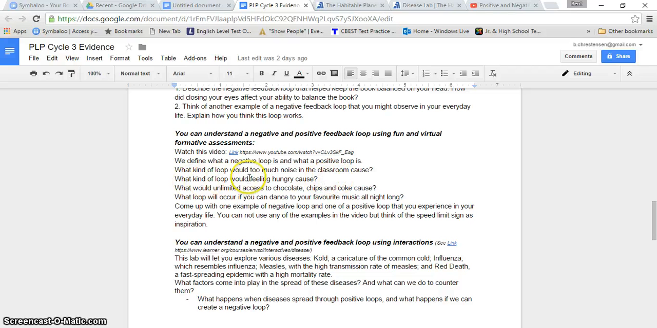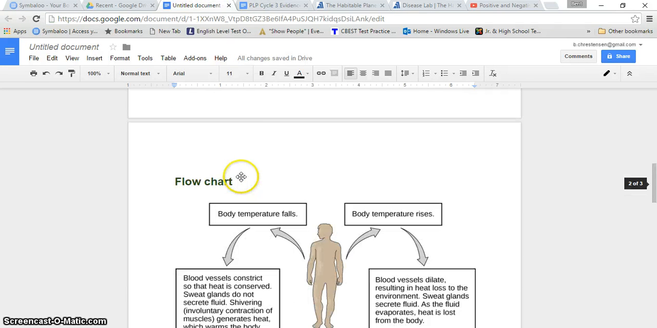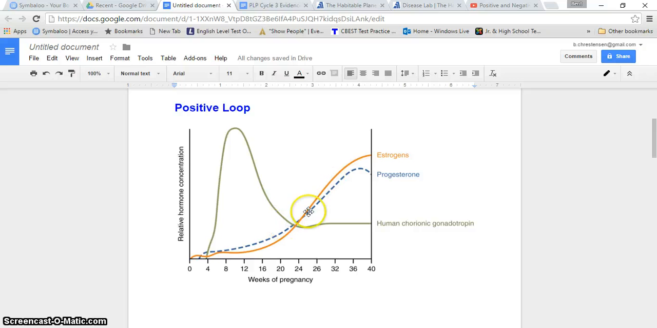Would they be a negative or a positive loop? For example, what kind of loop would too much noise in the classroom cause? Would it come back to balance, or would the noise just continue? What kind of loop would feeling hungry cause? What would unlimited access to chocolate chips and Coke cause? What loop will occur if you can dance to your favorite music all night long? There will probably be different answers, but it will be a discussion about whether we are coming back to balance, or whether it is just going to continue on an increasing graph like this, where the line goes up and up and there is no balance.